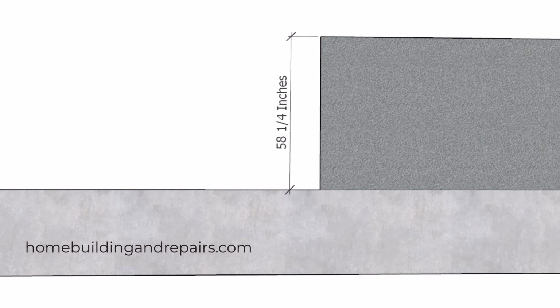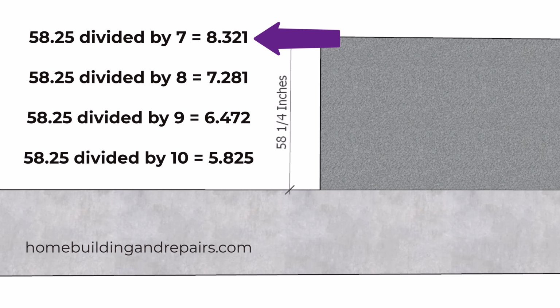Next up, let's take another measurement, 58.25 inches. And then we're going to divide 7 into that. That's going to give us an 8.32 rise. That's going to be a little too tall. So we're going to add another riser and divide 8 into 58.25 to get 7.28 inches, or 7.25 inches.